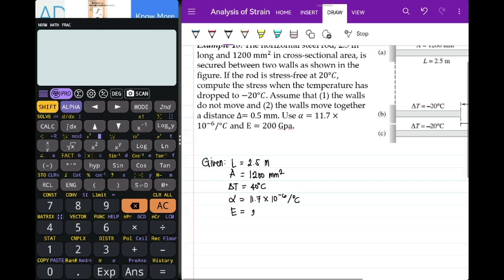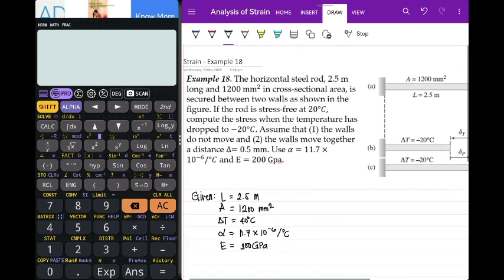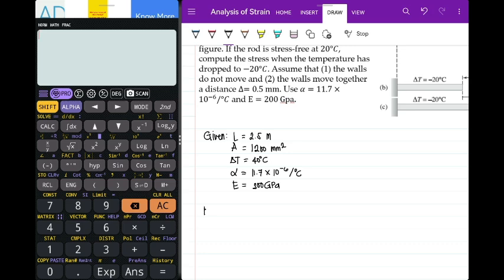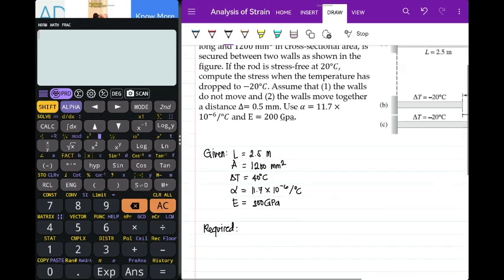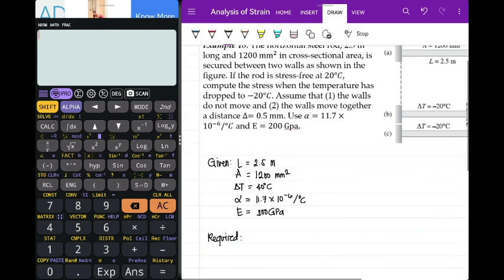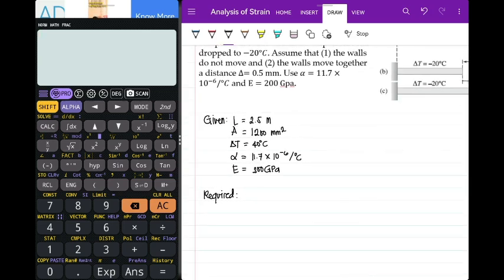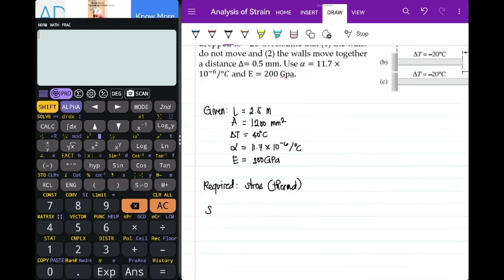Now, our coefficient of thermal expansion is 11.7 times 10 to the negative 6, and our modulus of elasticity is 200 GPa. Now we write what is required. We are asked to solve for the stress in the material, which is basically the thermal stress. Then we write our solution.